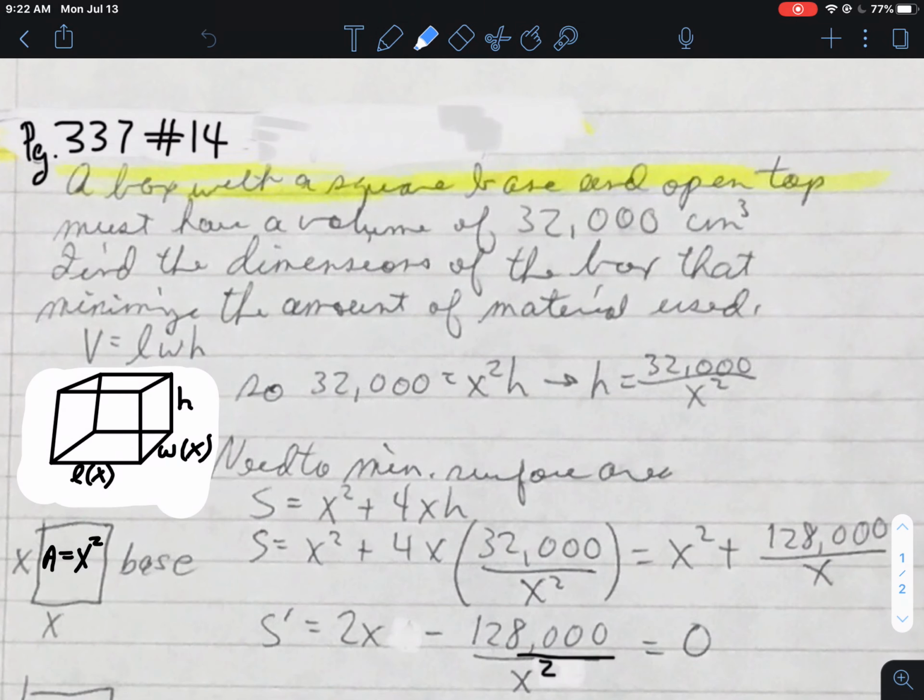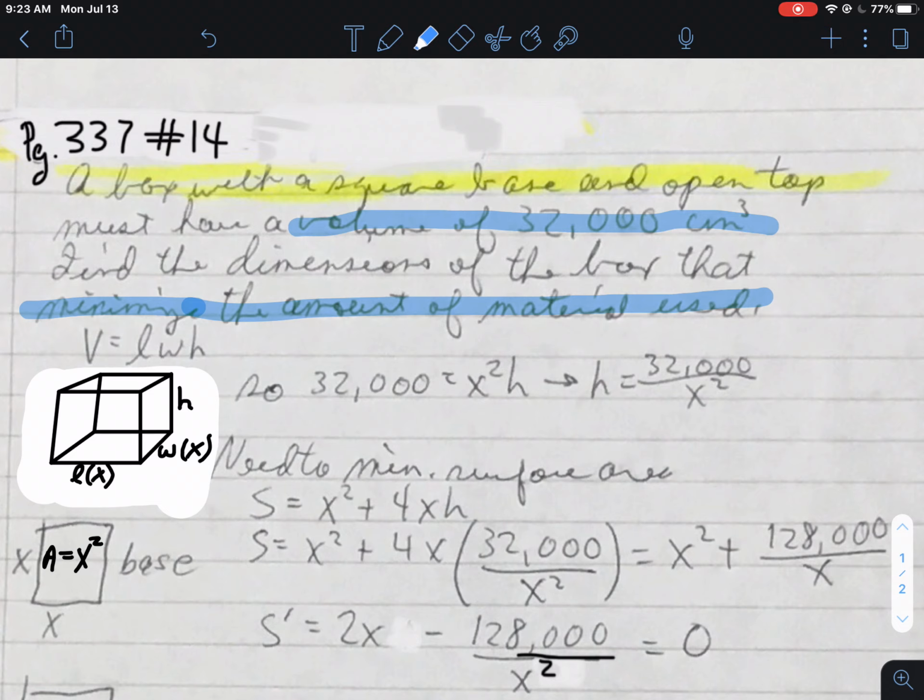One more example. This one a little bit more involved, just simply because there were three unknown quantities in this case. But again, it's going to follow the same standard procedure. So here I've got a box with a square base and an open top, so there's no lid on my box. We know that this box must have a volume of 32,000 cubic centimeters. We want to find the dimensions of the box that minimize the amount of material used to construct the box.